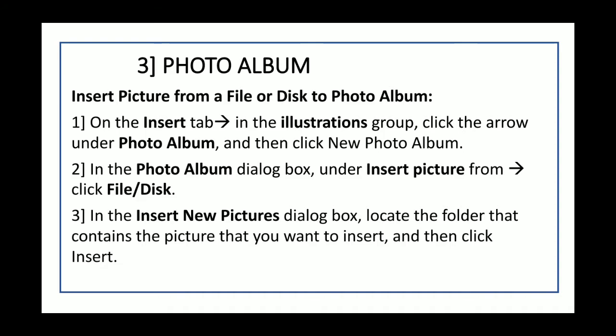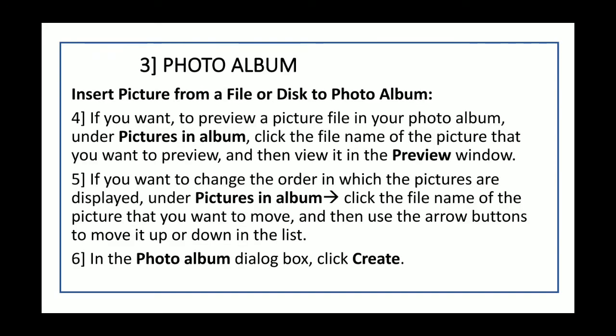Second step, in the Photo Album dialog box, under Insert picture from, click File or Disk. Like, if you have inserted a pen drive that has pictures, you can select from that. Else, if you have the pictures in your computer itself, on the hard disk, you can select from that. Any other external source also, you can select the pictures. Step 3, in the Insert New Pictures dialog box, locate the folder that contains the picture that you want to insert and then click the Insert option.